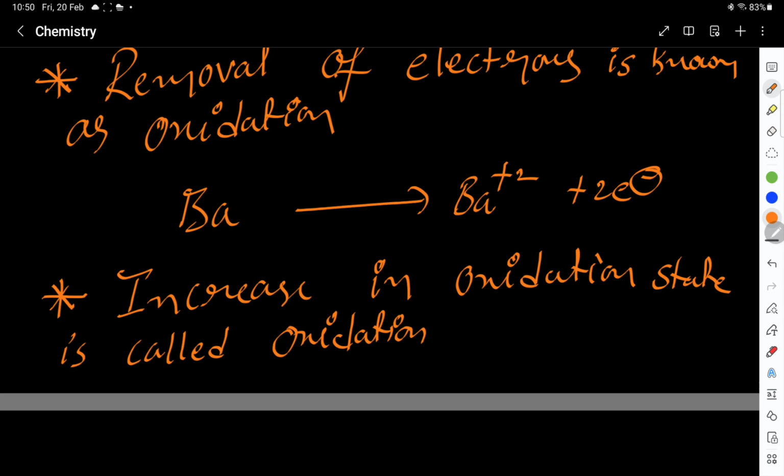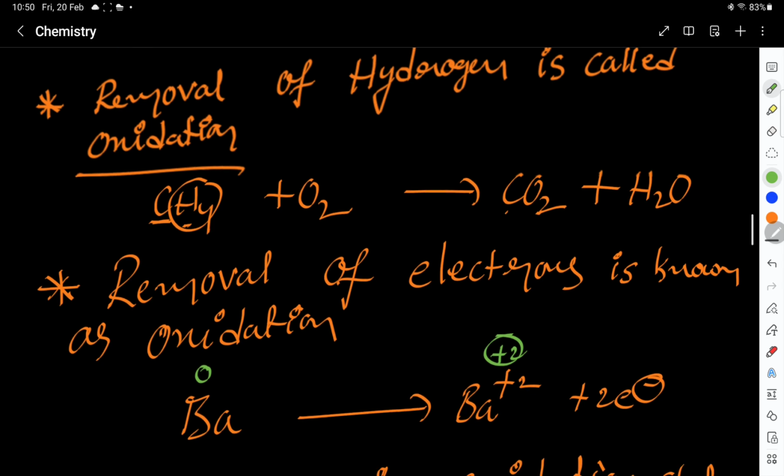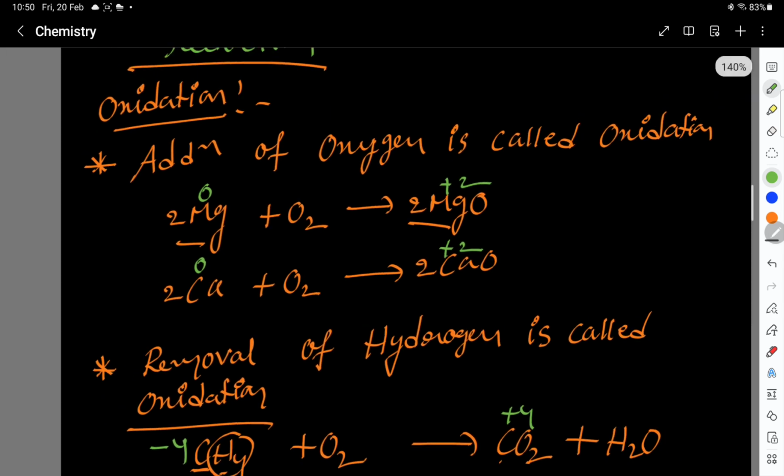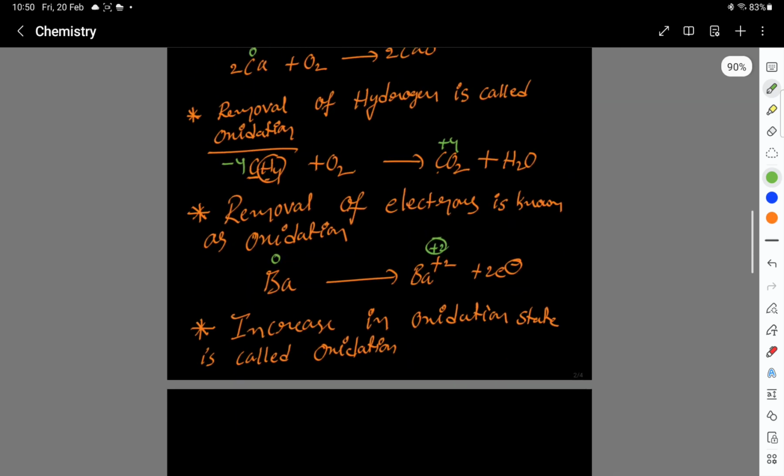So, how can we check? We can check like this. Barium oxidation state here is 0, it is plus 2. Therefore, it is an oxidation process. Here, carbon oxidation state is minus 4. Here, it is plus 4. The oxidation state increased. Therefore, it is an oxidation process. Calcium 0. Here, it becomes plus 2. Here, 0 and it becomes plus 2. Therefore, these are the oxidation and reduction processes that we have.